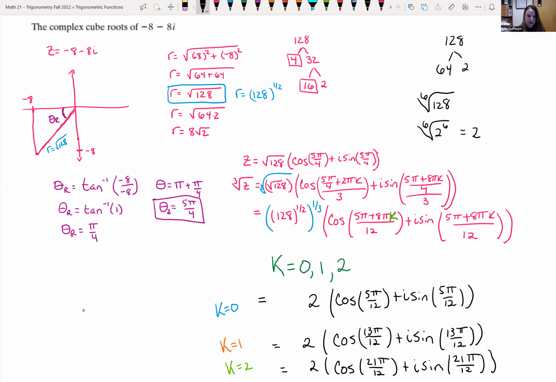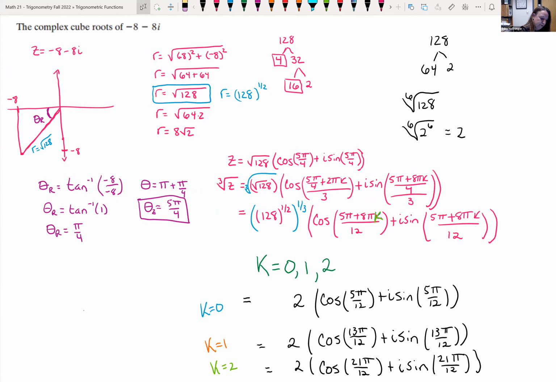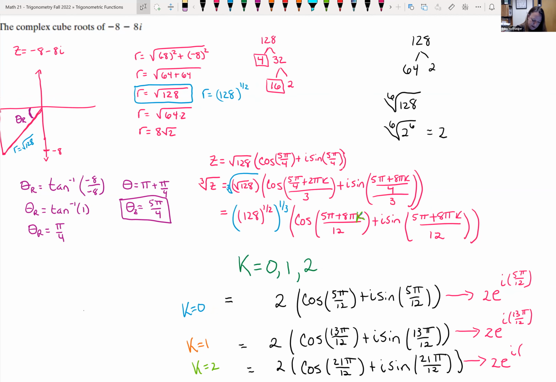So there are 3 roots written in polar form and in exponential form. This would be 2e raised to the I 5 pi 12ths, or 2e raised to the I times the 13 pi 12ths, or 2 times e raised to the I, times 21 pi 12ths.